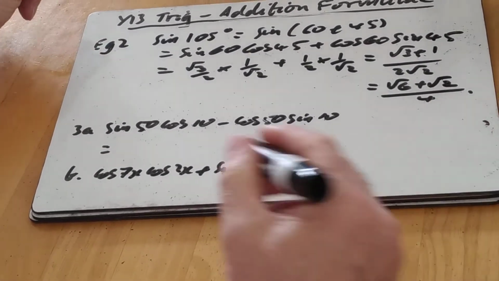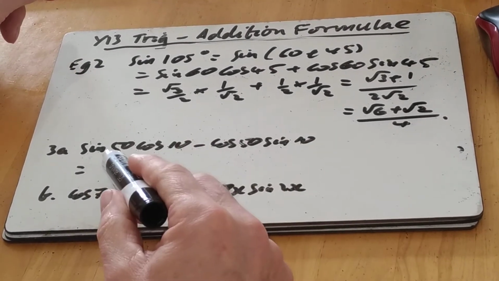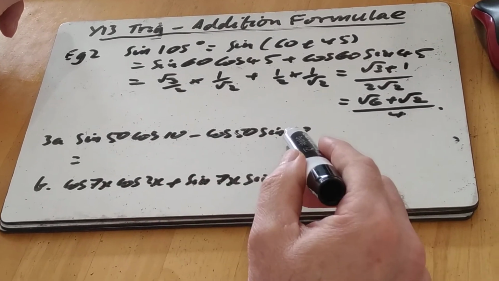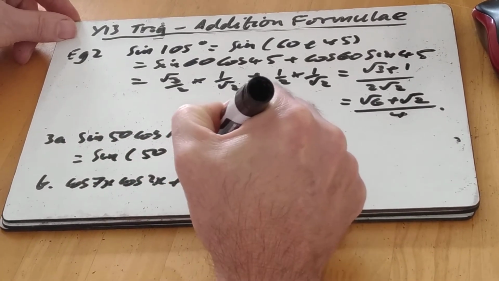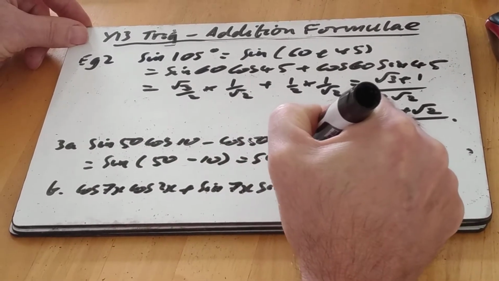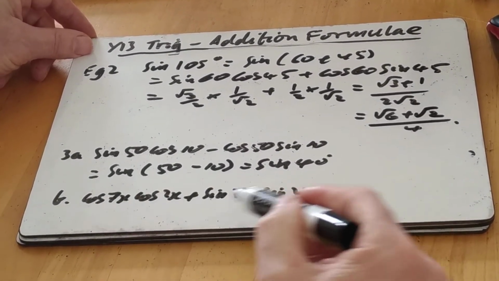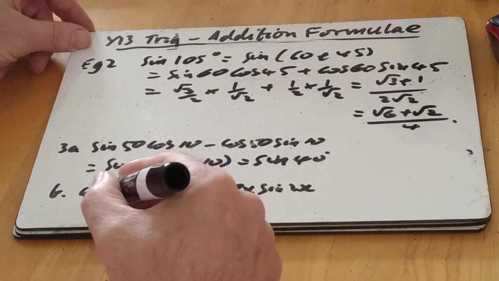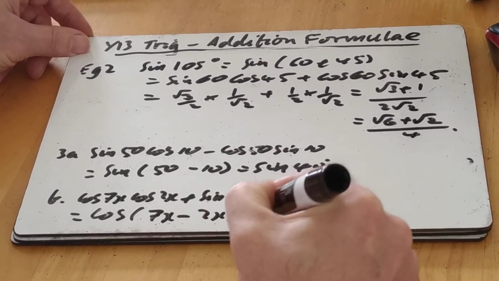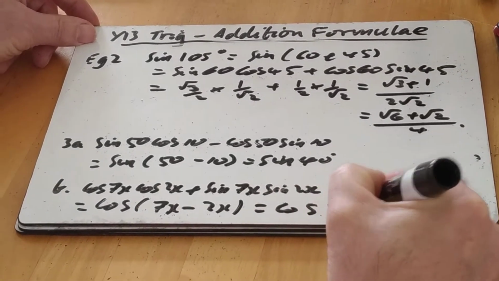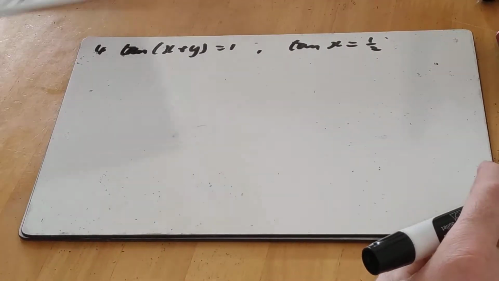A couple of other ones here to simplify and maybe do something with, depending. I've got sine 50 cos 10 minus cos 50 sine 10. Well, that's sine of a difference. That's sine of 50 minus 10, which is sine 40. And I can't do a great deal with that apart from leaving it as sine 40. Similarly, cos cos plus sine sine is cos of a difference. So it's cos of 7x minus 2x, which is cos 5x. Yet again, that's all I can do with it. We then potentially use it on something else later on.